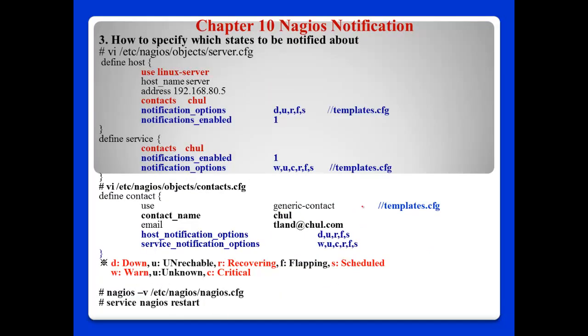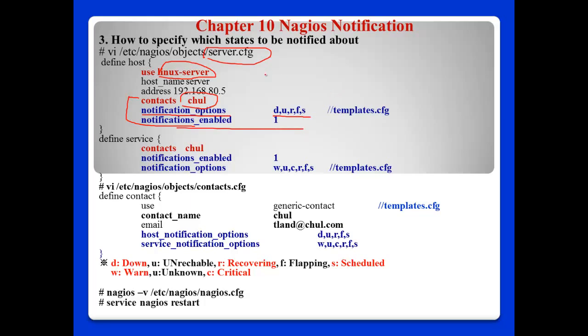Number 3, how to specify which state to be notified. So here, for example, in server.cfg, normally this one will use linux-server. This is a kind of template file. Here we can add this kind of configuration. For example, contact name char and notification options d,u,r,f,s and enable like this.